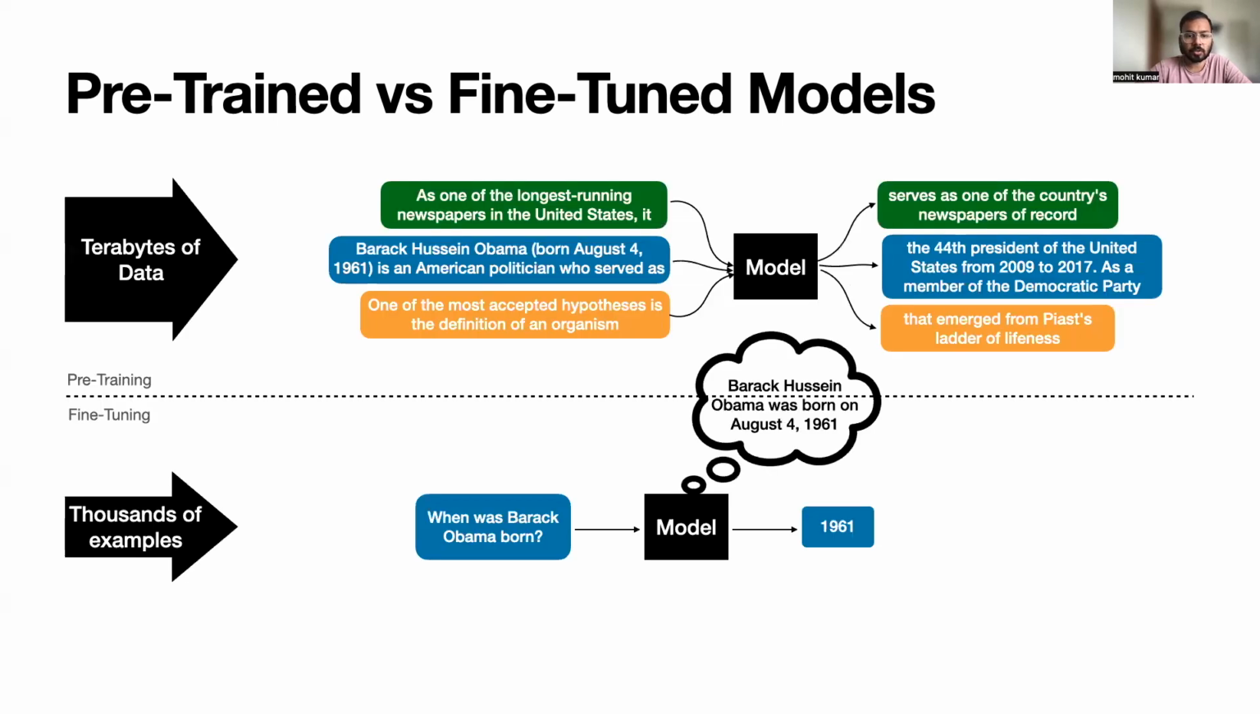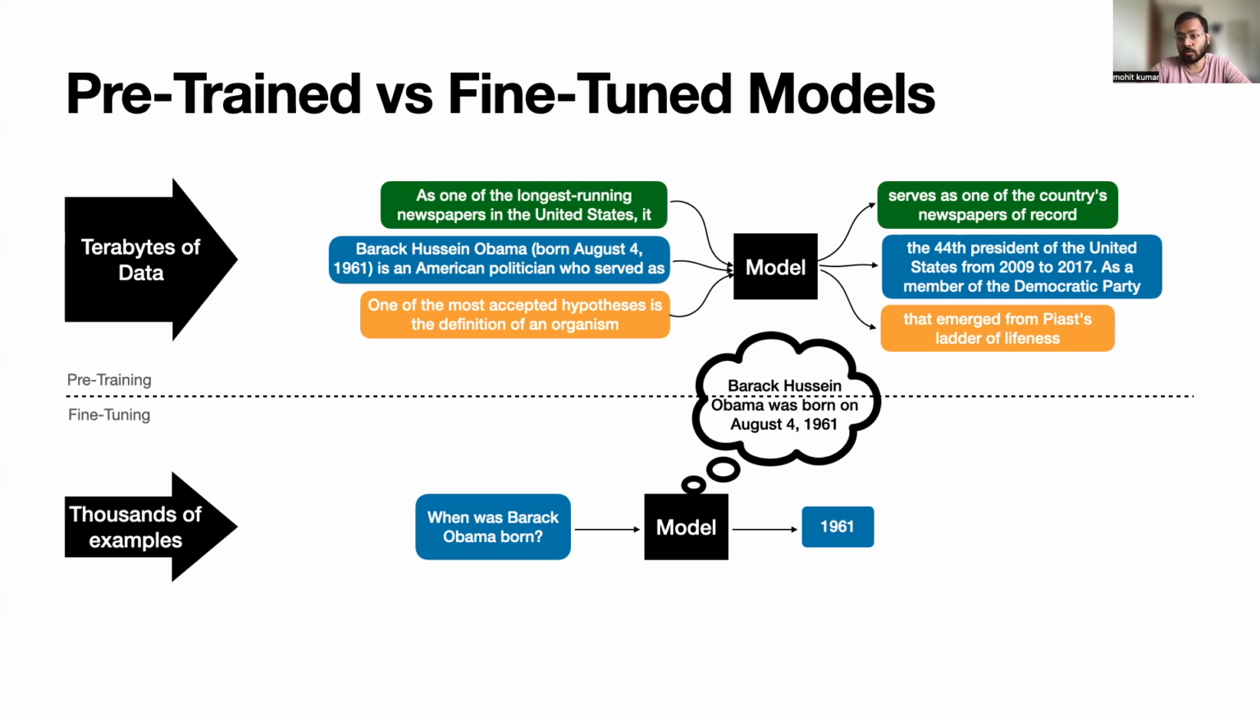So let's see what really happens in fine-tuned models, how it helps. So here is an example. On top, you are seeing a model which is trained on terabytes of data, which is the pre-trained model. And let's say it's trained on a bunch of data, as shown there on the left is the input to the model, and then on the right is the output from the model. Now, let's say what we want to do is use this model so that if we ask it a query, something like when was Barack Obama born, we want it to simply answer the year. So in this case, it would be 1961.